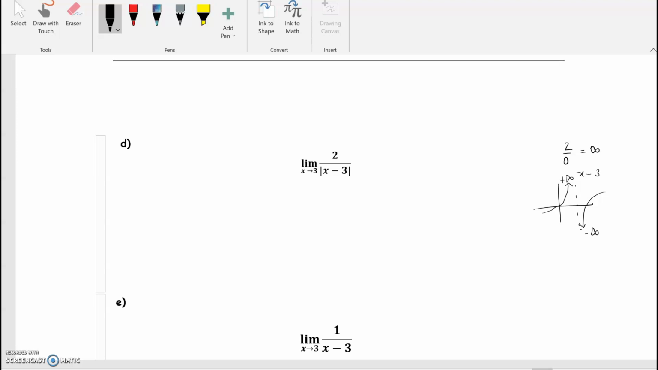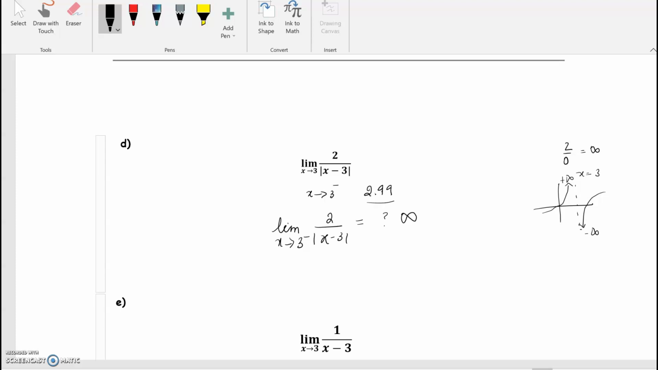So now let's think about this. If I'm approaching 3 from the left, I'm thinking of a number, let's say 2.99. Remember that I'm just trying to find the sign of the infinity. That's all I care about. So I'm approaching from the left, and the function is 2 over absolute value of x minus 3. I know my answer is infinity if I approach from the left. The only question mark is what kind of infinity? Is it positive or negative?